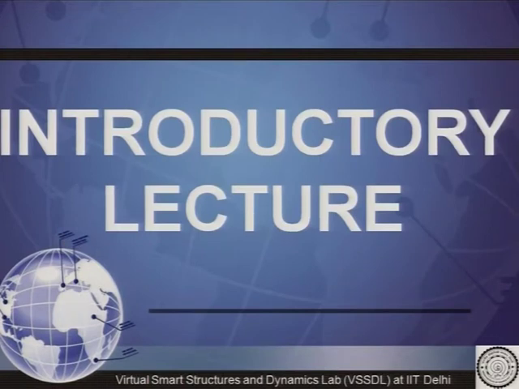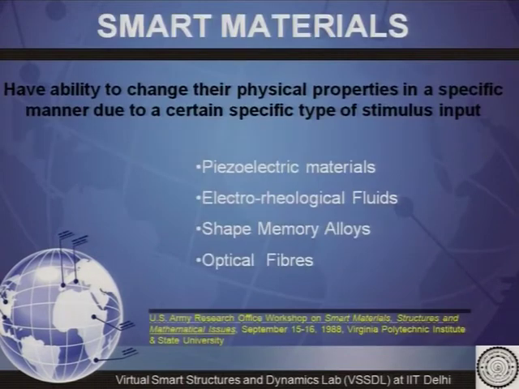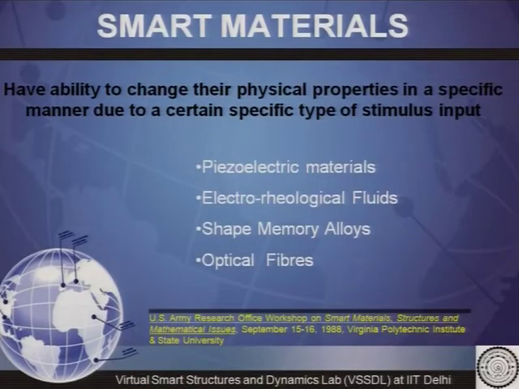So, starting with the introductory lecture. Now, first is what is a smart material? Which property of any material compels it to behave smartly? Any material which has the ability to change its physical properties in a specific manner when a specific type of input is applied on them is a smart material.